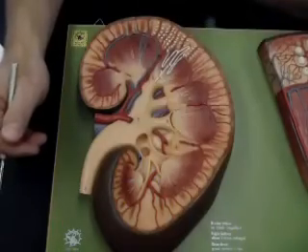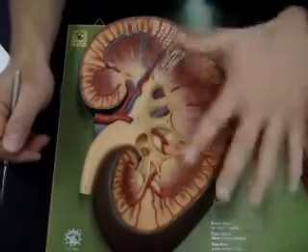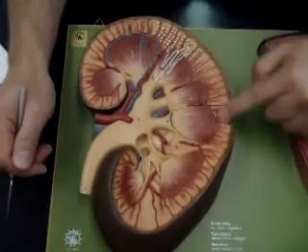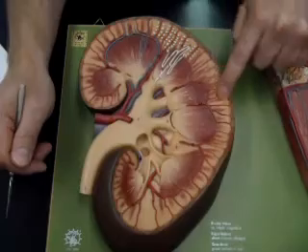So we're looking at the kidney model for Bio 105. Looking at the parts of the kidney here, the outer layer, in between my fingers here, is called the cortex.